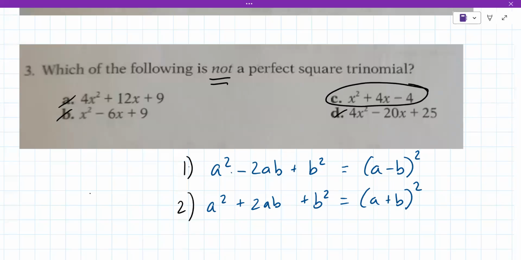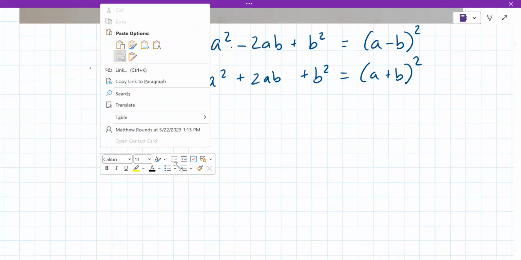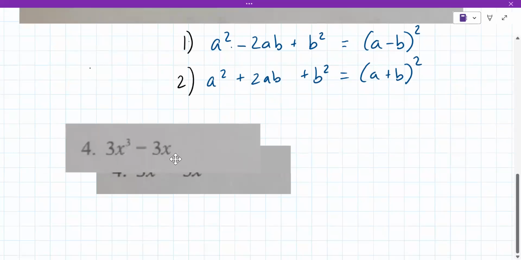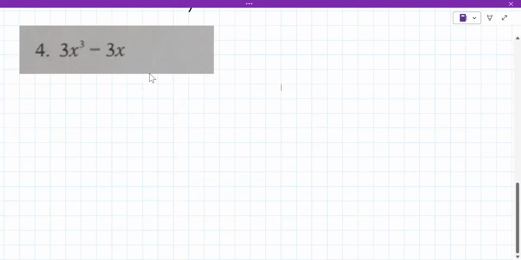Okay. All right. We will move on to number 4 here shortly. Let me snip this in. Okay, so they say, factor completely. It's like clean up your room totally. Well, yeah, you can do that.